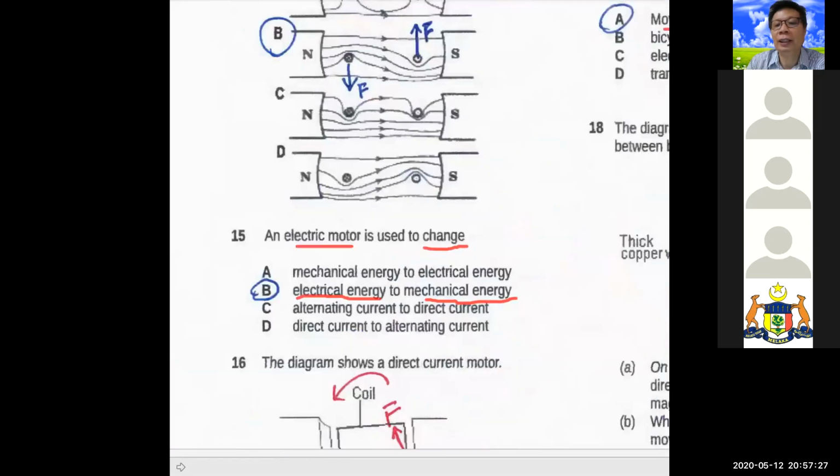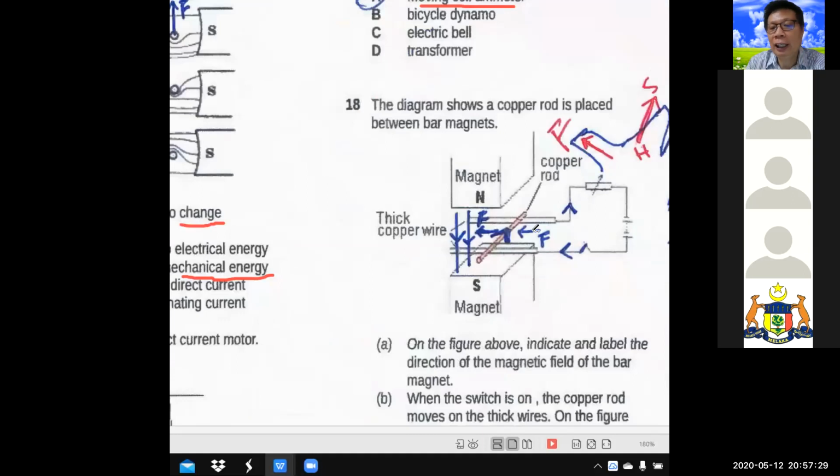Okay, look at this diagram. If it is direct current, it will produce a force only to the left side. You push this wire to the left. If now you change to AC current, it means the current keeps changing direction. When the current keeps changing direction, the force also keeps changing direction. A wire goes to left, a wire goes to right. So we make the copper rod move left, right, left, right, very, very fast.